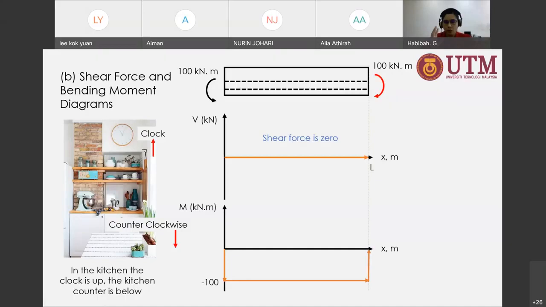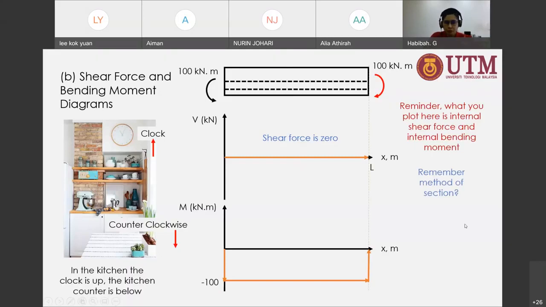So this is where a lot of you don't understand. Do you think that what we draw in the shear force and bending moment diagram here is external? It is not external. Okay, you remember what you plot here is internal shear force and internal bending moment. So don't tell me that it's confusing now. I'm going to show it to you. Everyone by now should remember that method of section. Every time you want to reveal the shear force and bending moment diagram, we do method of section. That is what you learned from statics, what we learned in chapter 1.